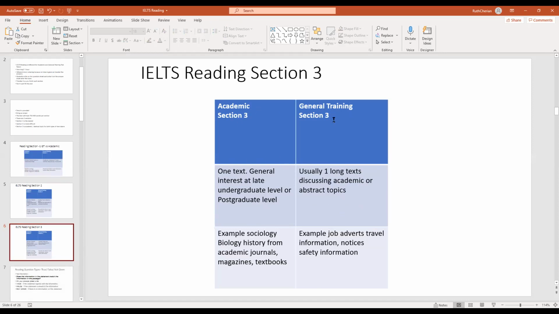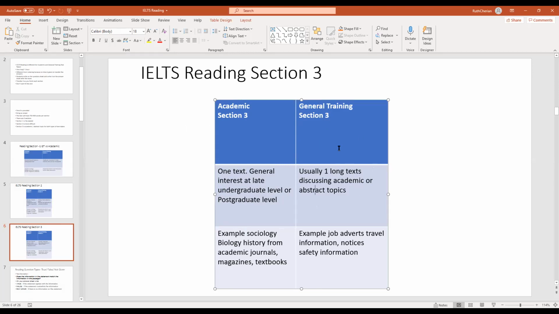So they are excerpts from job adverts, from travel information and sources, like I mentioned earlier. So section 3 of both general and academic are the toughest. If you're looking at academic, then the level is at a late or higher undergraduate level or at a postgraduate level. And it's borrowed from the same sources as before. The reading passages are taken from there.